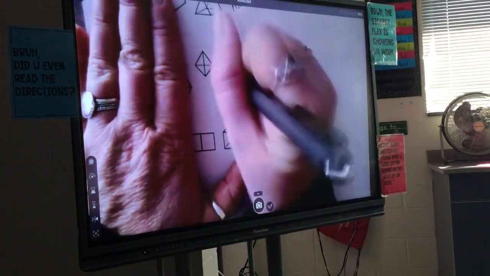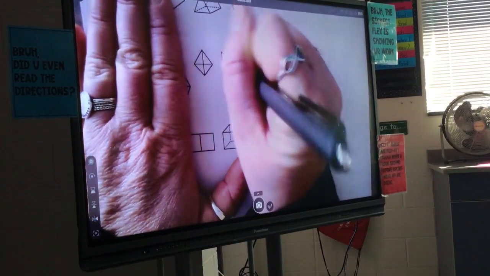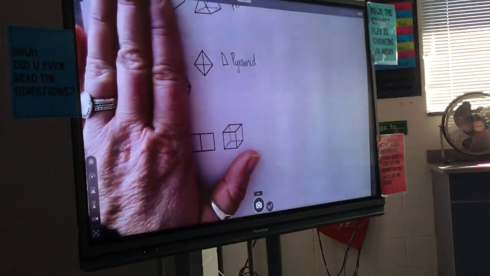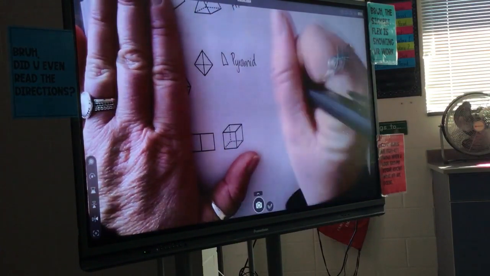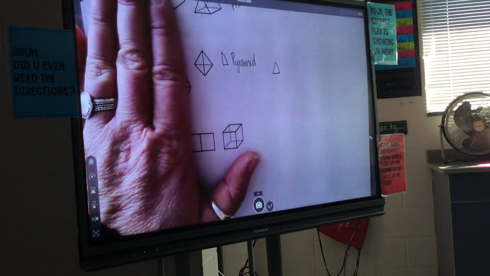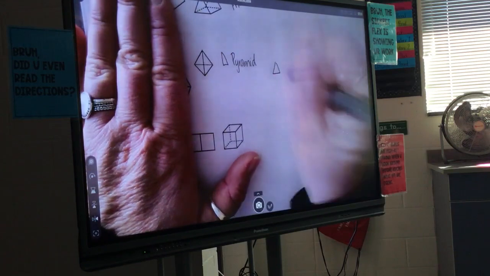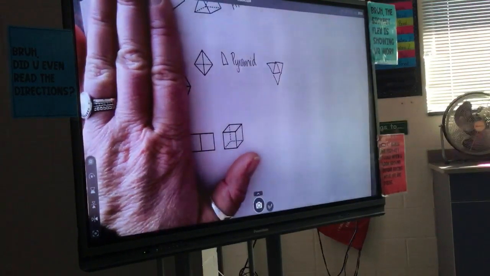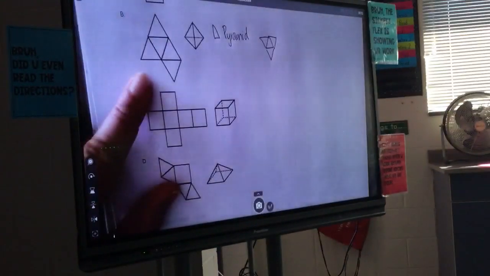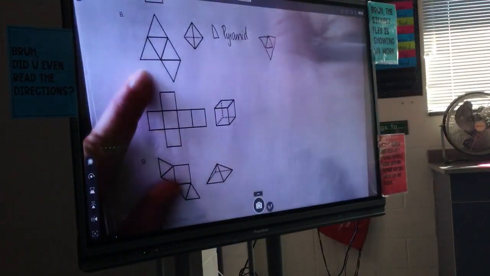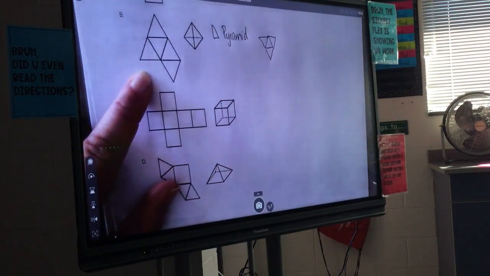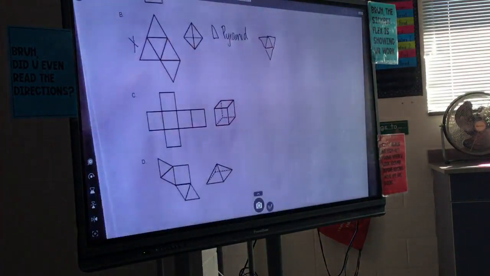A triangular pyramid has how many triangles in it? Are you sure? The base is a triangle, right? And then all of my other sides are triangles. So it's four triangles altogether. How many triangles does this one have? So does that work? No. You all need to study your shapes tonight.